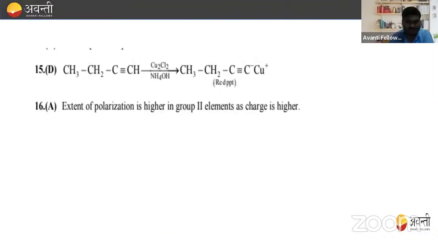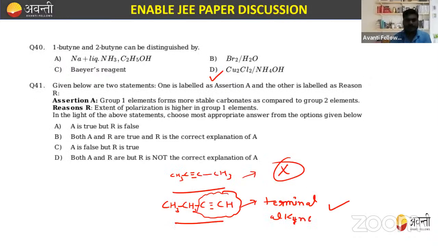Let me show the answer. Yeah, this is CH3-C≡CH. When treated with copper chloride plus ammonium hydroxide, it will produce the red precipitate, and we can distinguish terminal and non-terminal alkynes. I hope it is clear to all.